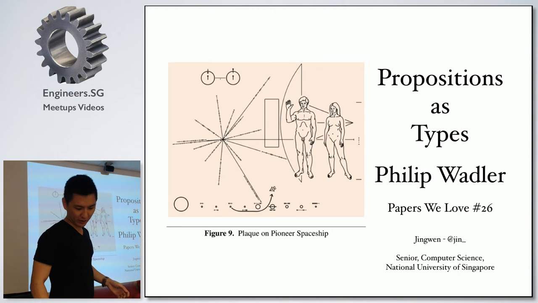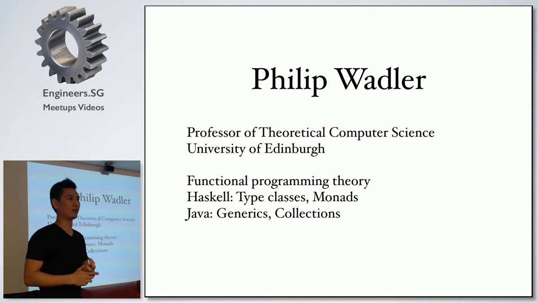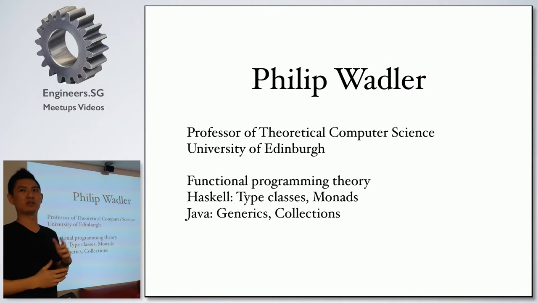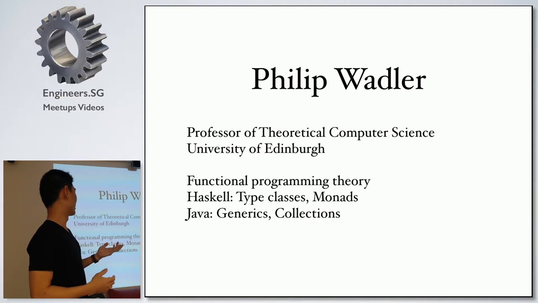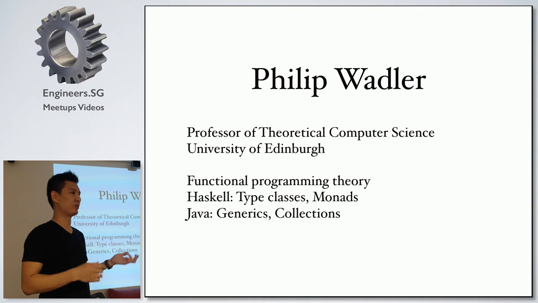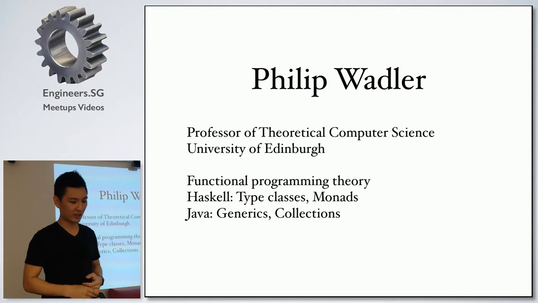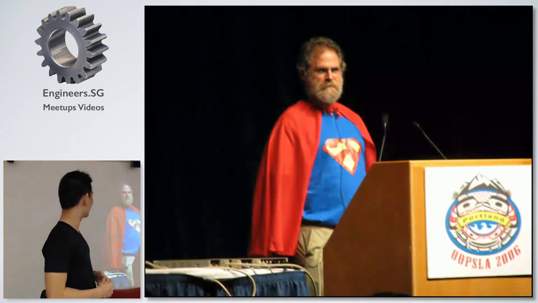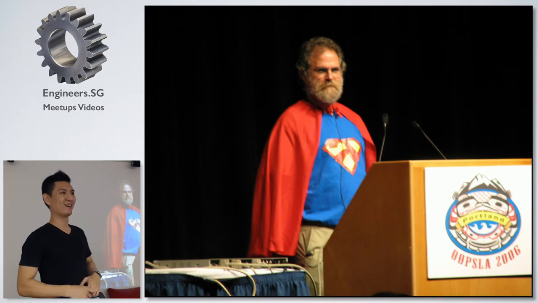The author, Philip Wadler, is a professor at the University of Edinburgh, and if you've done any Haskell or Java, you might have used his work before. He did a lot of work on type classes and monads and generics in Java, and he contributed a lot to functional programming theory, even the PL theory universe. So he looks like that, and that's a Lambda Man shirt.